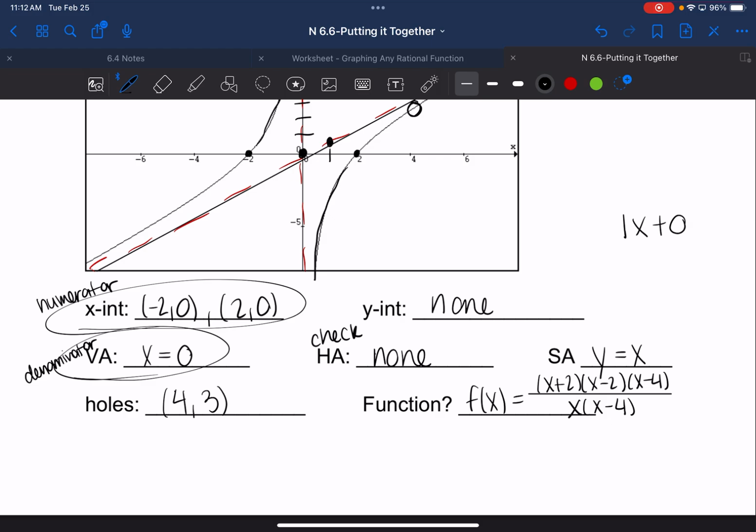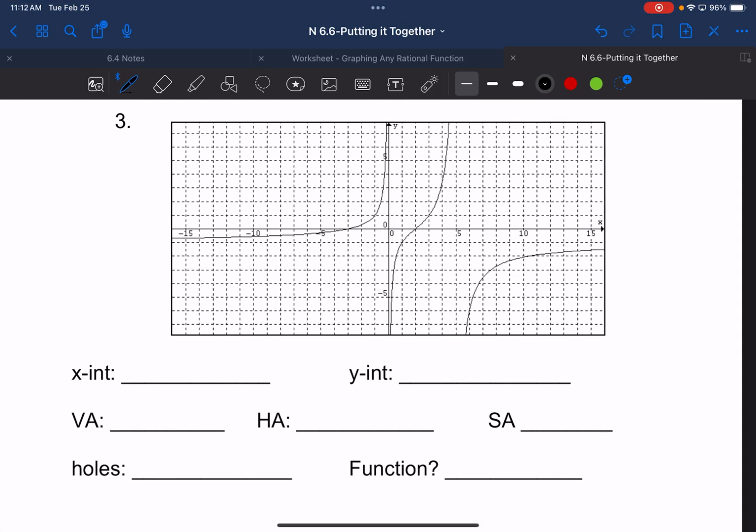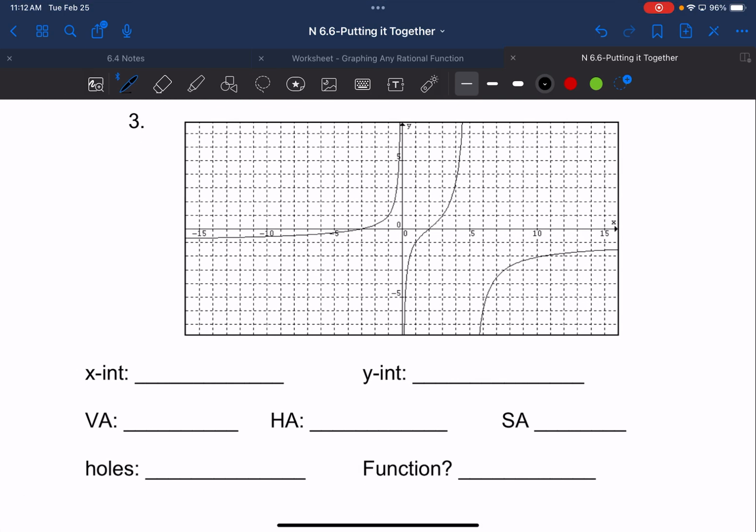Let's look at one more of these. Okay, on number 3. You guys think we've got any x-intercepts? Okay. We've got 2 of them. Where at? -3 and 2. Okay. So at -3, 0, and at 2, 0. Nice. Okay. Any y-intercept on this one? No. Okay.